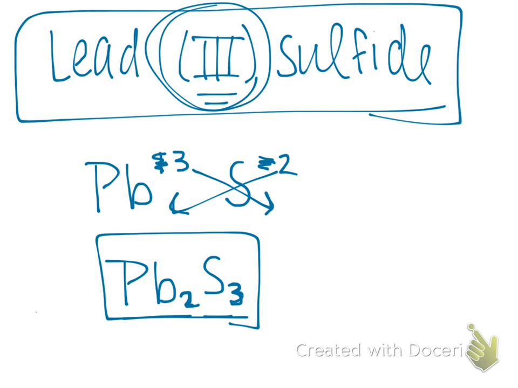Okay, so does calcium need a Roman numeral? Yes or no? No, because what's calcium's only possible charge? Plus 2. Does nickel need a Roman numeral? Yes. Where's nickel at? Number 28. So nickel could have multiple charges, so it has to have a Roman numeral. So you need to differentiate which ones need them and which ones don't. Okay? Let's try this one.